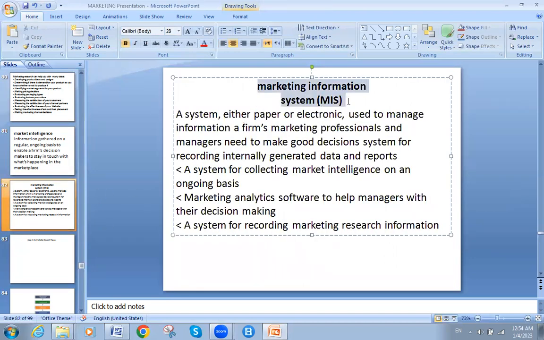The marketing information system is also one of the parts which will help us in marketing research. A marketing information system, either paper or electronic, manual or electronic, is used to manage information as a firm's marketing professionals and managers need to make good decisions. It includes systems for recording internally generated data and reports, a system for collecting market intelligence on an ongoing basis, and marketing analytics software to help managers with decision making. So these are reasons why we use the marketing information system, a system of recording marketing research information.